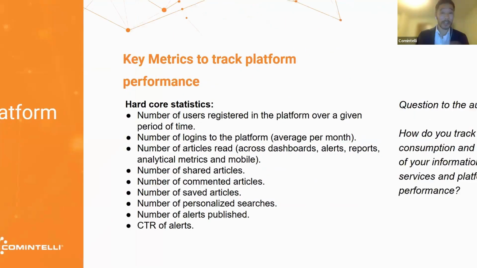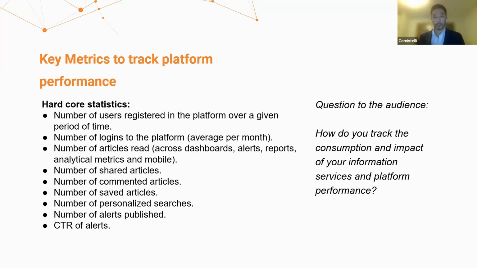Well, we divide them into hardcore metrics. So hardcore metrics could be whatever you can pull out of statistics from the platform. Now, this is just some of the statistics we can pull out of intelligence per day, and it gives a very good representation of the activity over any given time. Number of registered users, number of logins, how many have read these articles, how many have shared them, commented, saved them, have they created personalized alerts, searches, etc. How many clicks on the articles we publish, etc.